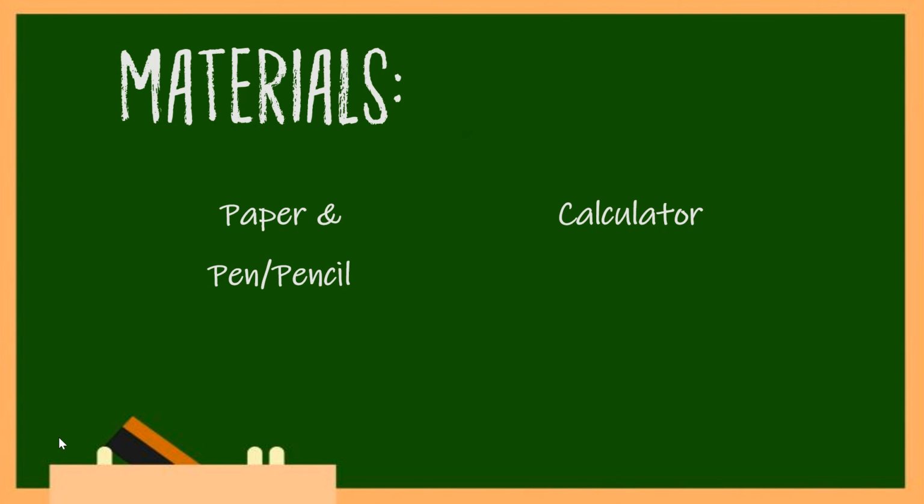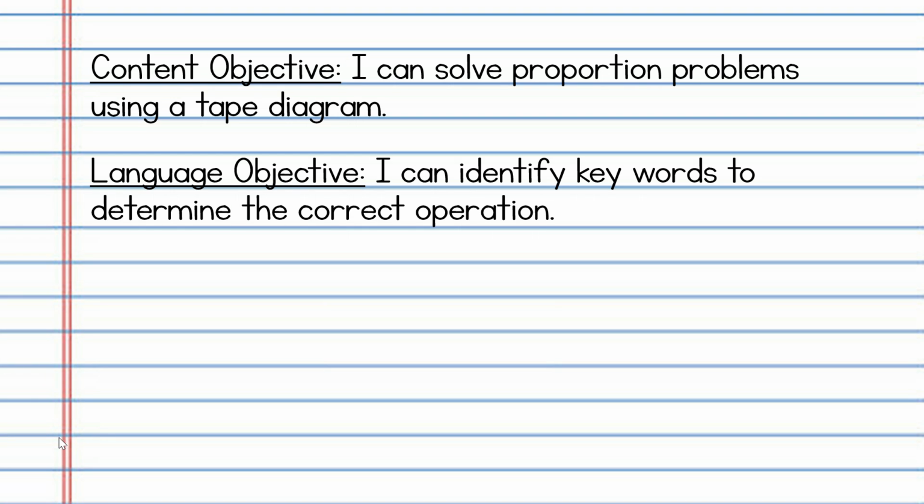And then the activity that goes along with this is going to be another problem that looks exactly like what we're doing today. So our content objective is to be able to solve proportion problems using a tape diagram, and our language objective is to be able to identify keywords to determine the correct operation. In other words, you're going to identify those keywords to correctly create your tape diagram so that you can accurately answer the problem.